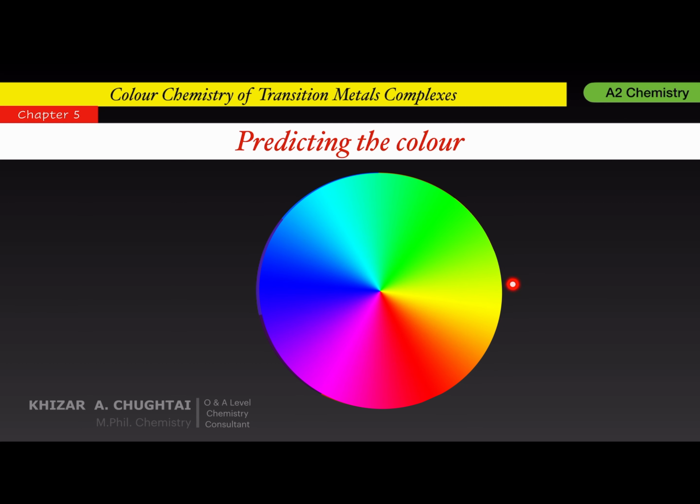If any complex is absorbing some portion of the red light, its color may be the bluish one. Or any complex that is exhibiting green color, it's emitting green. So it is true that it will absorb some portion of the red compartment and some portion from the violet region. So this is the approximate prediction of the color by using this color wheel.